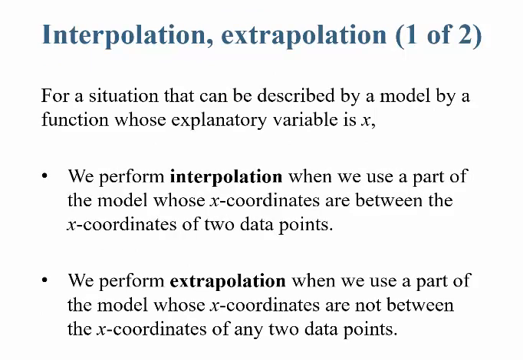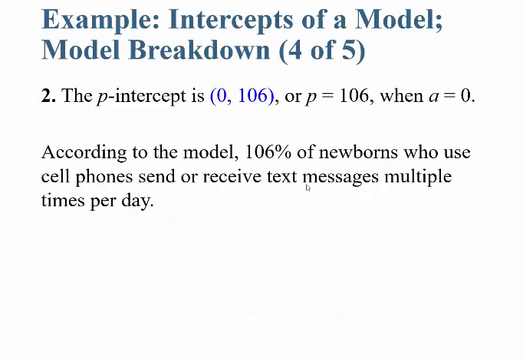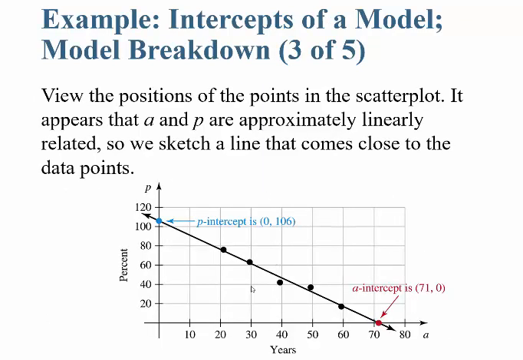This is due to two things we call interpolation and extrapolation. For a situation that can be described by a model using a function whose explanatory variable is x, in this case we call the explanatory variable a, or age, we perform interpolation when we use a part of the model whose x coordinates are between the two x coordinates of the data points. So let me go back and show you what interpolation is. That's if I want to use data or make a prediction between here and here. So when you make a prediction somewhere in between two existing data points.